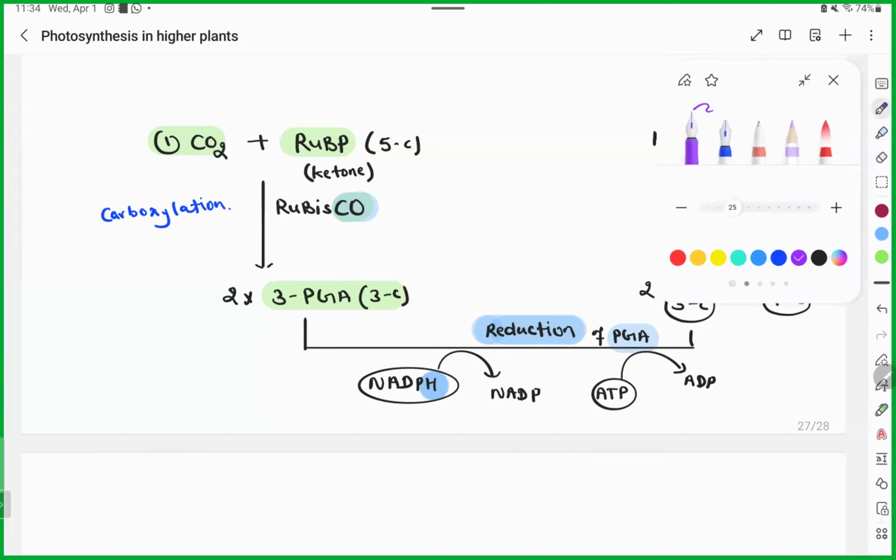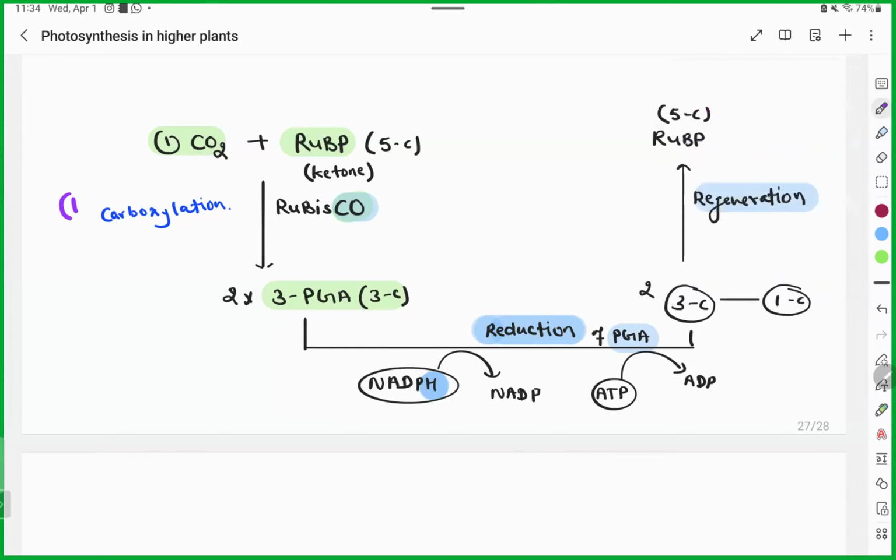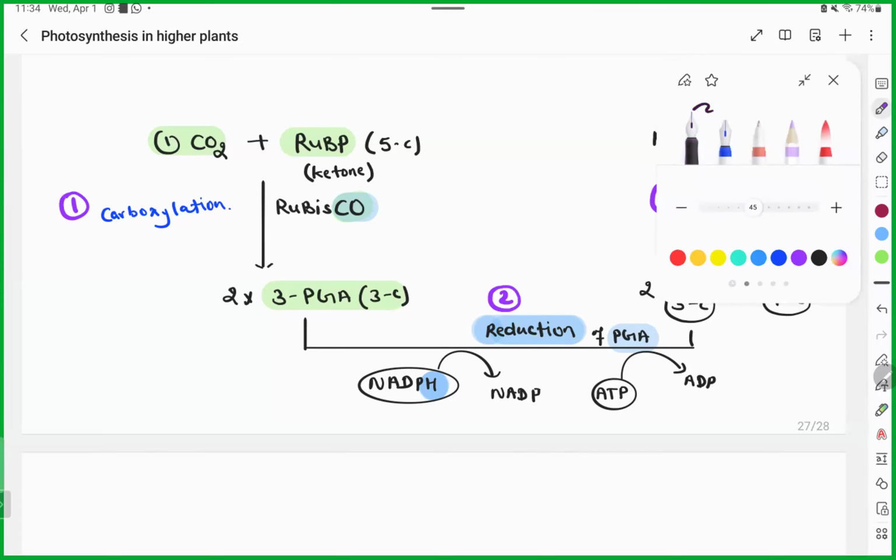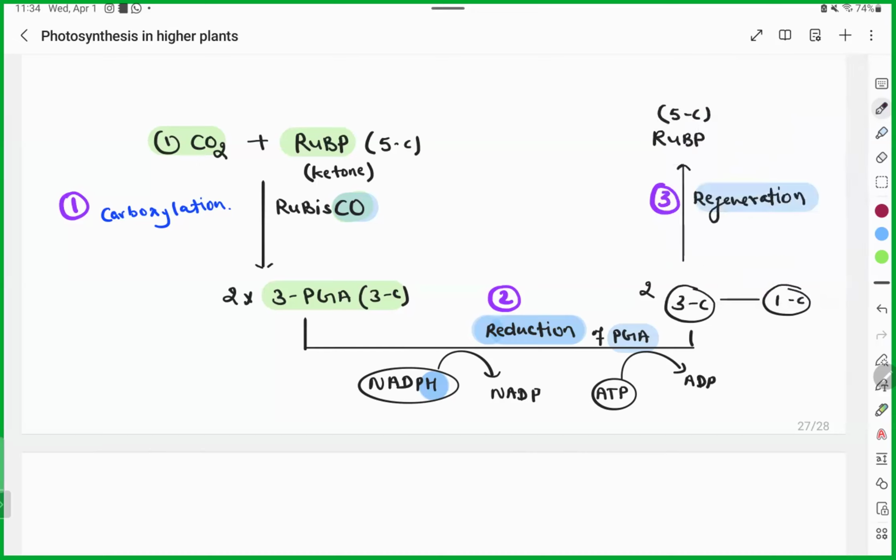So, if you see, this is the first step, carboxylation. This is the second step, reduction. This is the third step, regeneration. Correct? And then RuBP is again utilized. Even in regeneration, you know one ATP will be consumed.